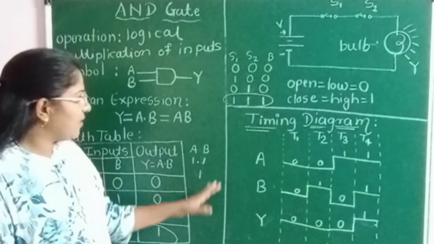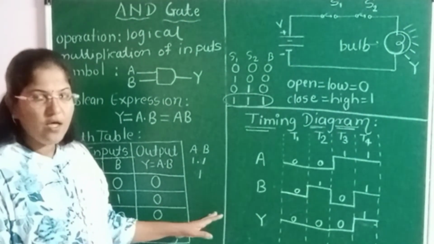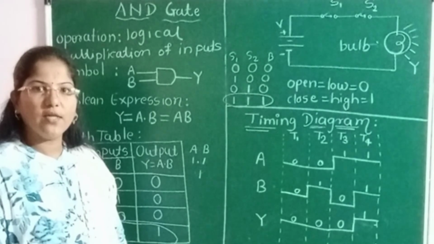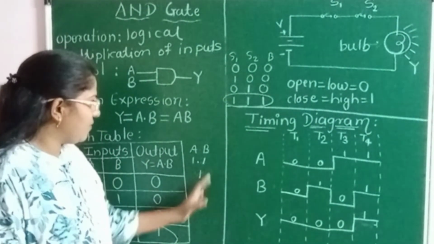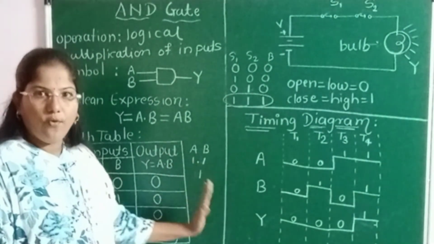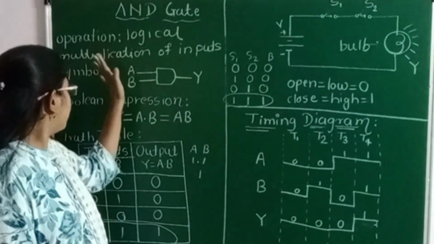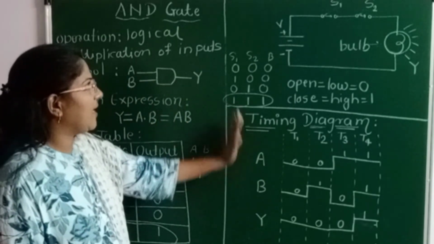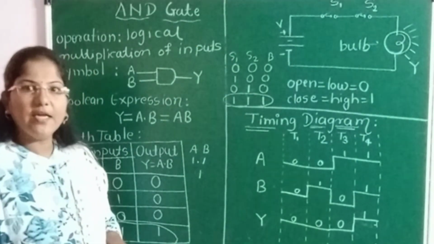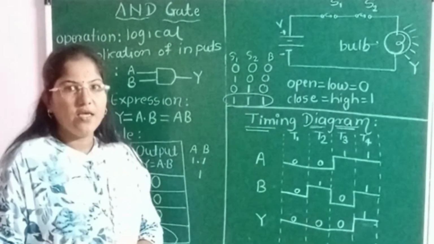Here I am considering only a two input AND gate. Very soon I will upload a video regarding the multiple input AND gate also, in which I will cover all these points, that is operation, symbol, Boolean expression, truth table and timing diagram, as well as the multiple input AND gate by using the switches.